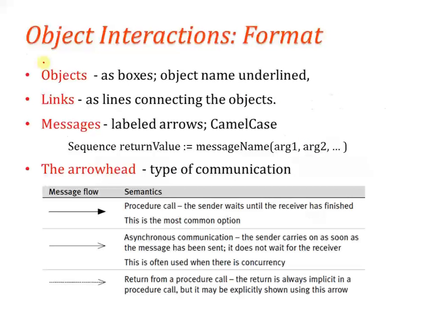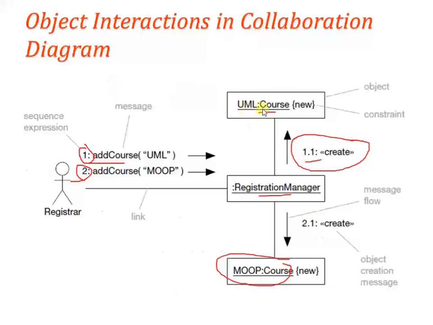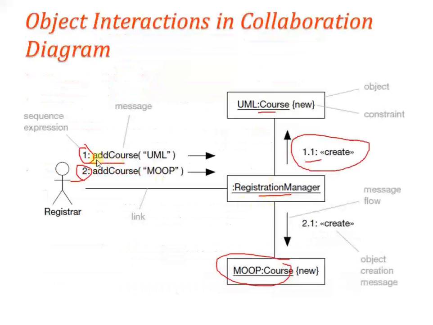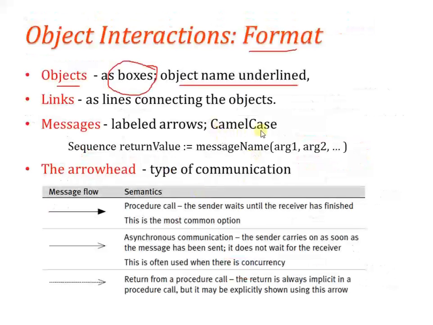This slide focuses on the various formats used in object interaction. As you can see students, the objects are represented in the form of boxes where the name is underlined. You can see here UML course is underlined, registration manager is underlined, similarly MOOP course is underlined. And a link is used to show the connection between any two objects. The third representation is messages, which are labeled arrows, and the content is written in camel case. Camel case means the first letter of a message name should be small, and the first character of the other words should always be a capital letter. Such a thing is called camel case.